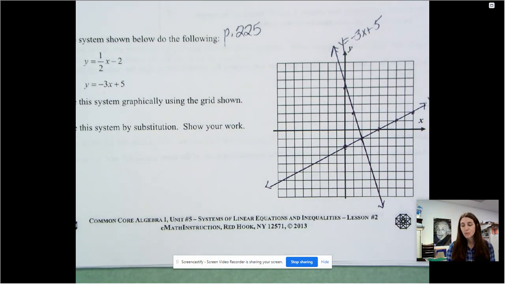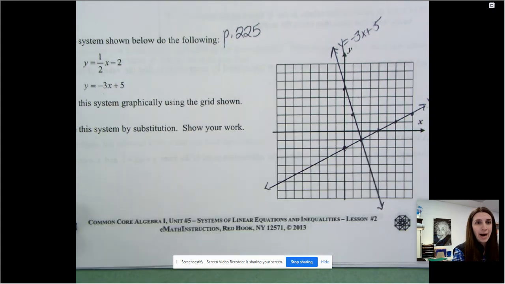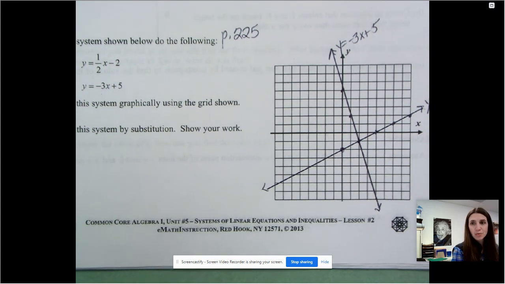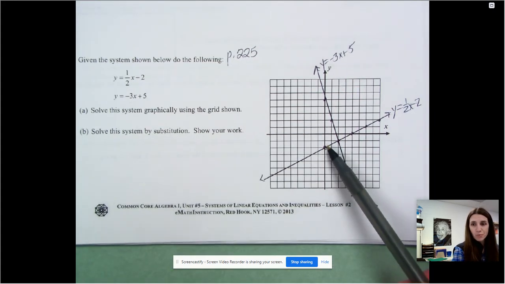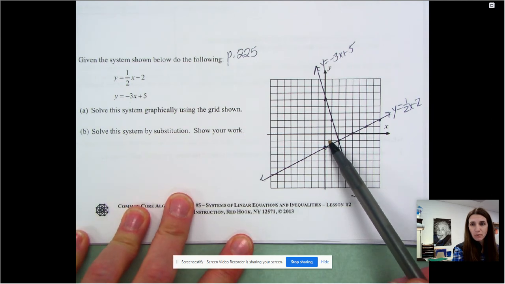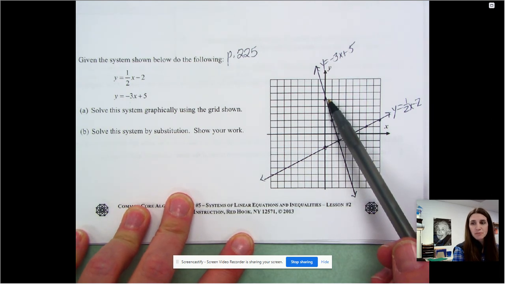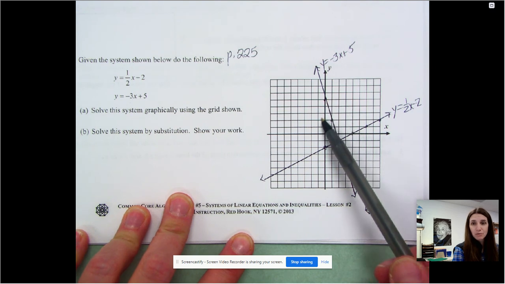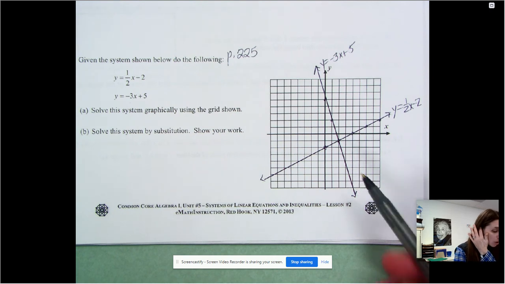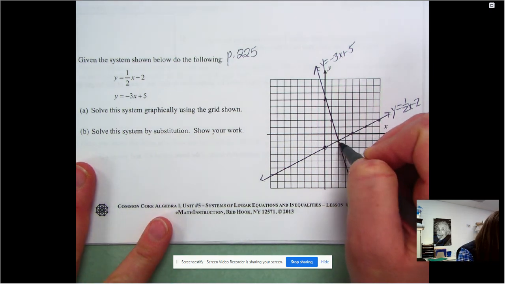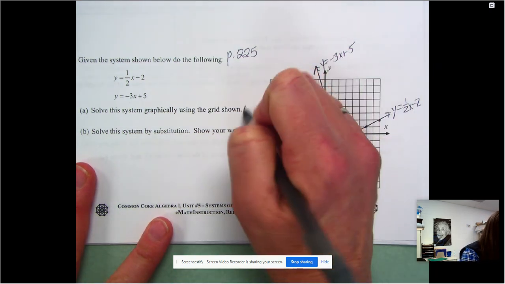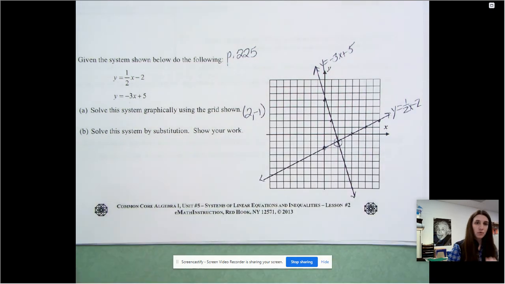Okay, so we've graphed our two lines. We have y equals 1/2 x minus 2 right here. The y-intercept is negative 2, slope being rise 1, run 2. Here we have our intercept at 5. We're going down 3, running 1, so negative 3 over 1 is our slope. They cross at the coordinate (2, negative 1). So right here is the correct solution for this system.